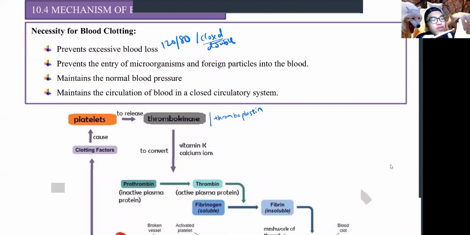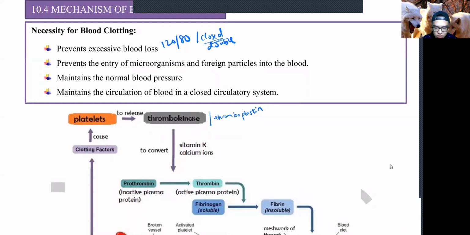That's why if you have a very big cut, normally after a few hours you will see swelling. Very normal. The swelling is due to microorganisms or foreign particles. A foreign particle that is very dangerous to us is rust. Rust can cause what we call tetanus, because it has the tetanus microorganism, which can cause seizures and whatnot.